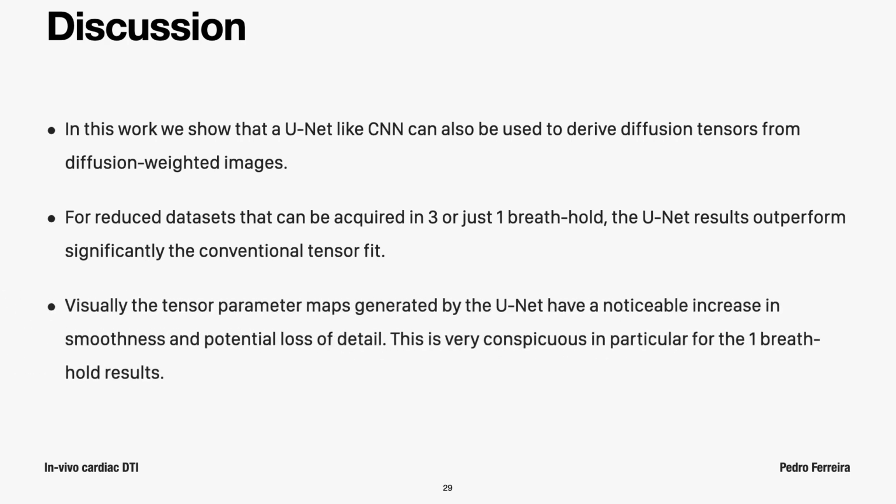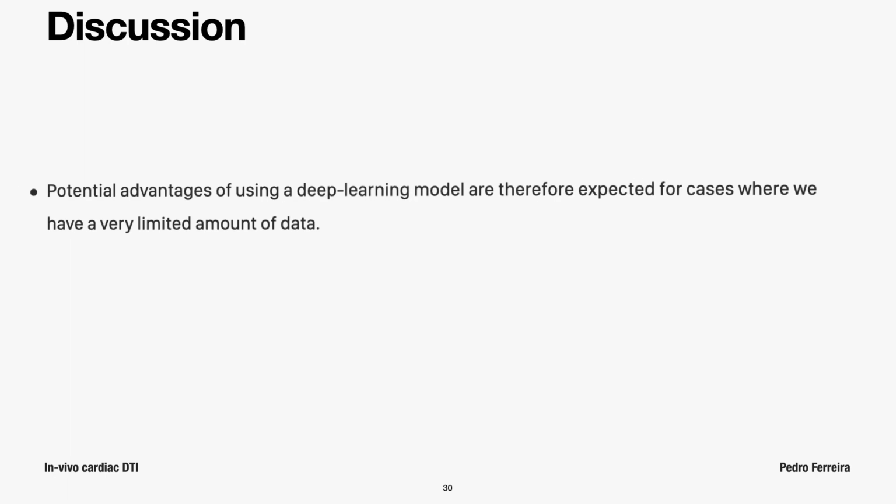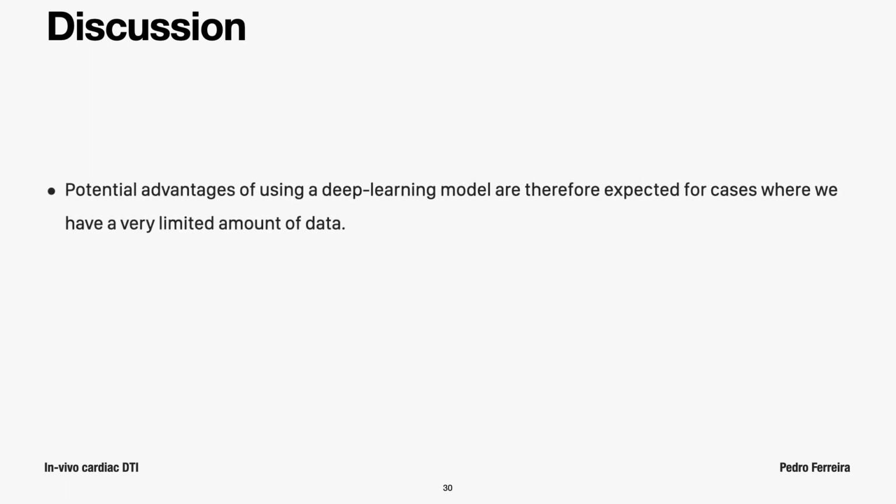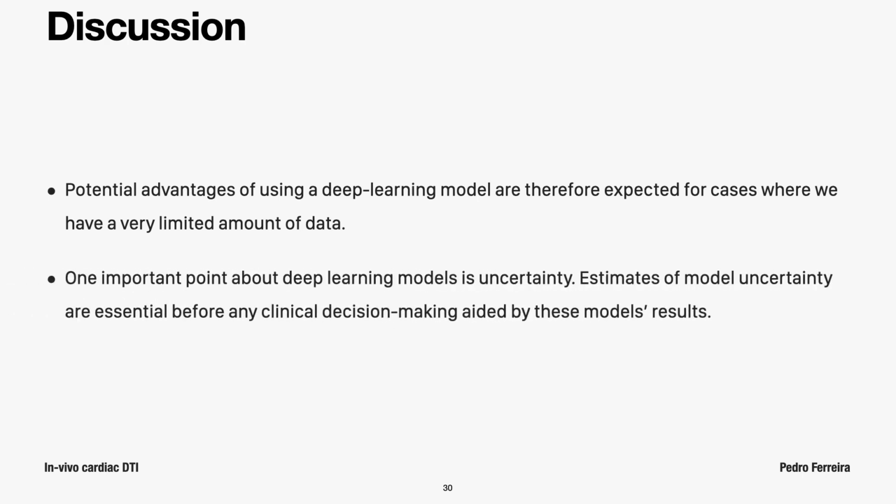Visually, the tensor parameter maps generated by the U-Net have a noticeable increase in smoothness and potential loss of detail. This is very conspicuous, in particular for the 1 breath-hold results. Potential advantages of using a deep learning model are therefore expected for cases where we have a very limited amount of data. One important point about deep learning models is uncertainty. Estimates of model uncertainty are essential before any clinical decision making, aided by this model's results.